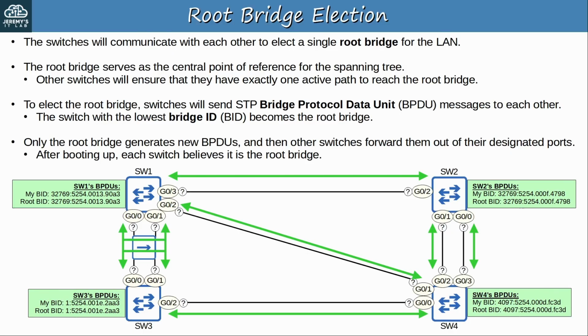So, assuming these 4 switches booted up simultaneously, they will all send BPDUs like this. In each switch's BPDUs, it states its own bridge ID, as well as the bridge ID of the switch it believes is the root bridge. At this point, each switch believes it is the root bridge, so the my bridge ID and root bridge ID values are the same.